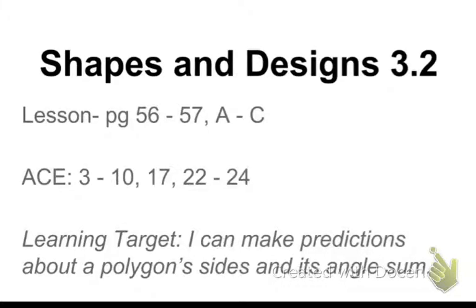Alright, ladies and gentlemen, today's lesson is Shapes and Designs 3.2. The lesson today is on page 56 through 57, problems A through C. And your ACE problems today are going to be problems 3 through 10, 17, and 22 through 24. And your learning target is the same learning target we had in the last one, which is you can make predictions about a polygon's sides and its angle sum.